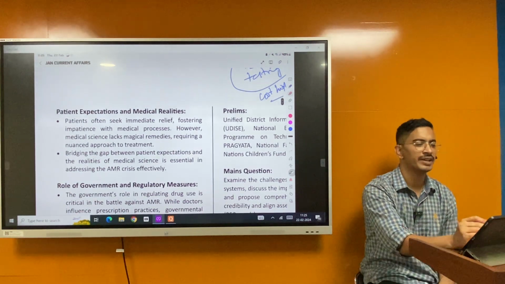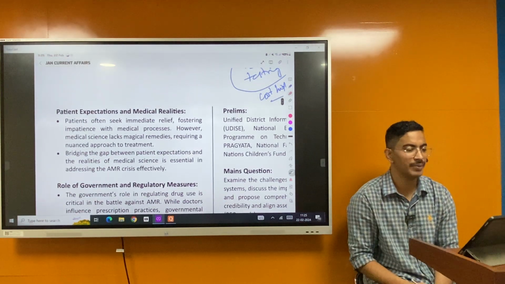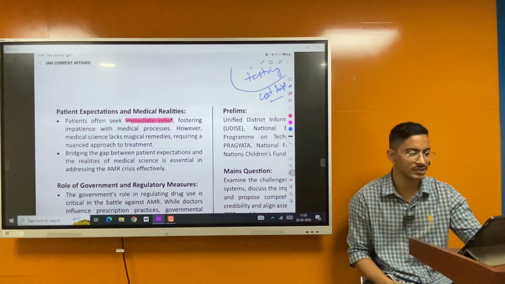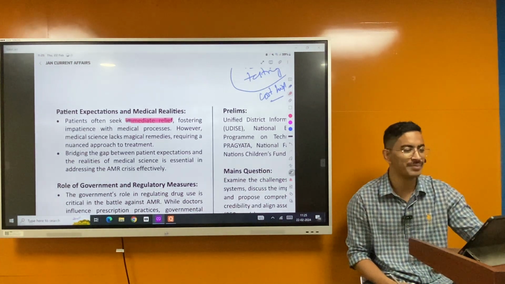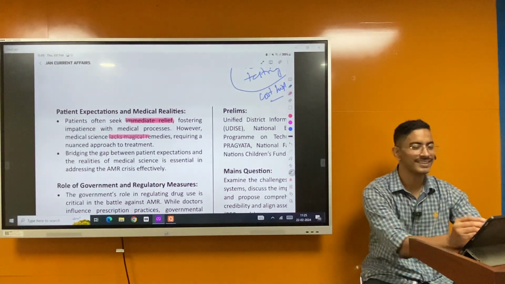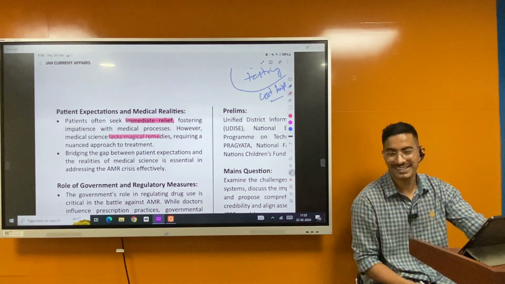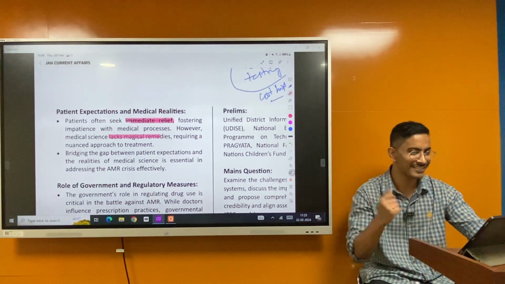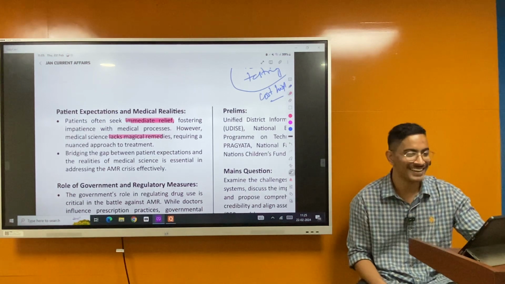Patient expectation and medical realities. Patients often seek immediate relief, fostering impatience with medical processes. However, medical science lacks magical remedies, requiring a nuanced approach to treatment. This is true, right? They're not magicians or wizards. Like, yes, now you're all fine, cancer treated.